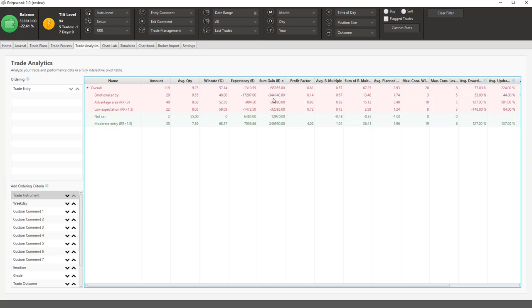And the emotional entry is costing him quite a bit. So overall, he has lost roughly 160,000. This is Thai baht. And the emotional entries alone are costing him 344,000. So this is already quite a big deal for the trader. Without emotional entries, his trading would look very differently.